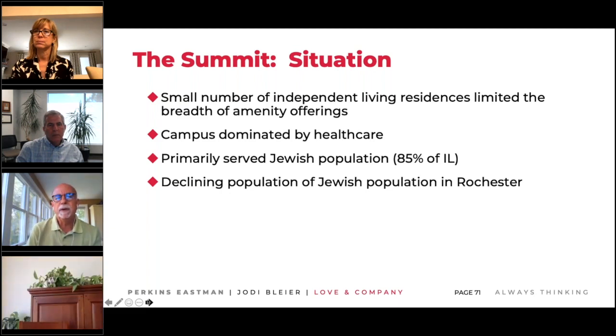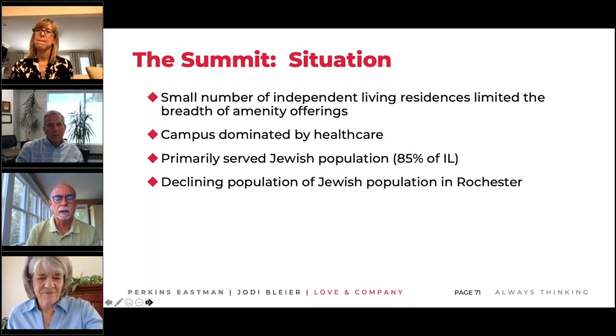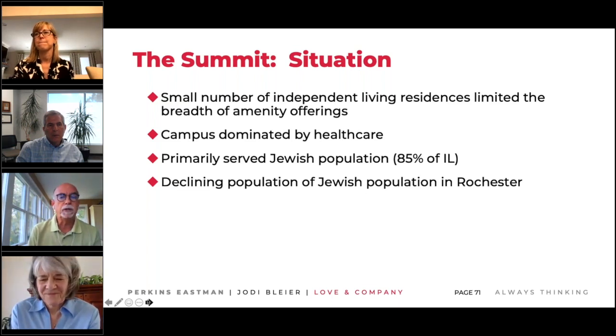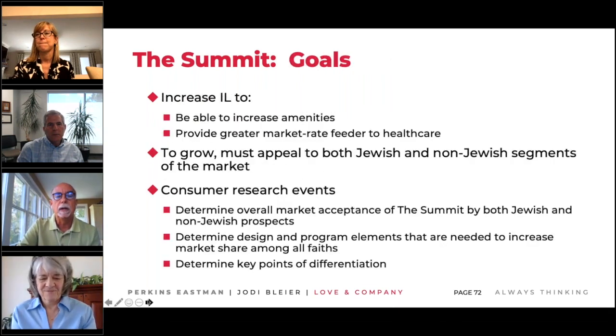But the question was, what is everybody really looking for? And so we had started some planning with them before Karen and Rob's team got involved. And there were clearly some issues that needed to be dealt with. There was a declining Jewish population. They were fully kosher, so how were they going to be able to appeal to a broader market? How did they rethink the sort of heaviness of the healthcare and its influence on the campus?